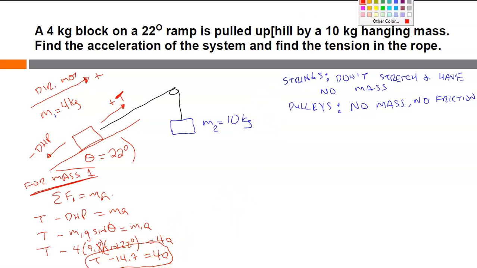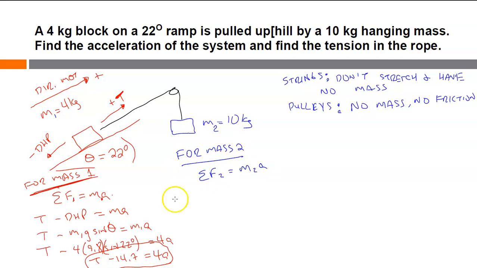When you get to that point, you need to go build another equation. If you've got two unknowns, you've got to have two equations. So now it's time to ask, what's going on with mass 2? I want to sum the forces on mass 2 and set that equal to m2a. In order to do that, you've got to know what the forces are, so you draw a force diagram. Here's my 10 kilograms. Gravity is pulling straight down, and the string is pulling up.